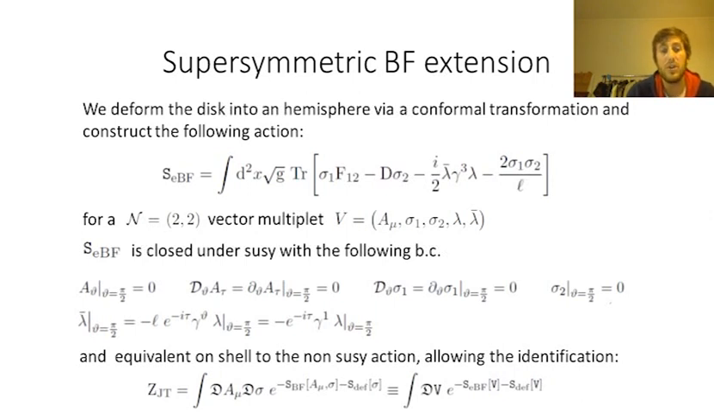And the variation of this action under supersymmetry will produce a boundary term on the equatorial circle, and this term has to be annihilated by choosing some suitable boundary conditions, which I reported there. And moreover, we note that this action is actually equivalent to the non-supersymmetric one, and so we are allowed to identify the two path integrals.